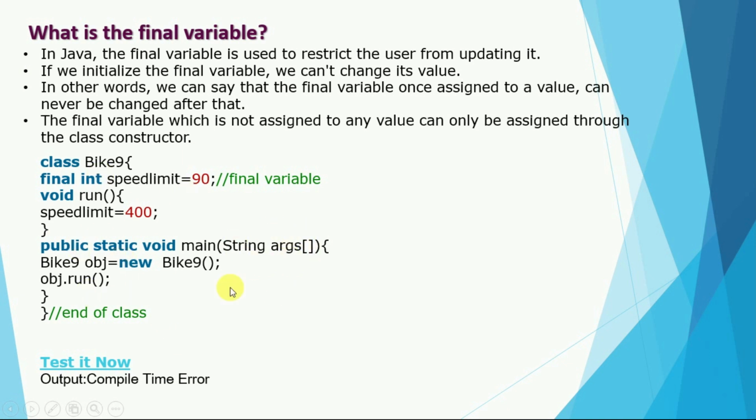So let's take a look at this example. We have a class named Bike9, and a final variable, speed limit equals 90. We have a method named run, and in this method we set speed limit equals 400. Whenever we create an object, call the Bike9 default constructor, and call this run method, it will throw an error, because we already declared this variable as final and in this method we are trying to modify its value. We can't change the value of a final variable. That's why it will throw a compile time error.